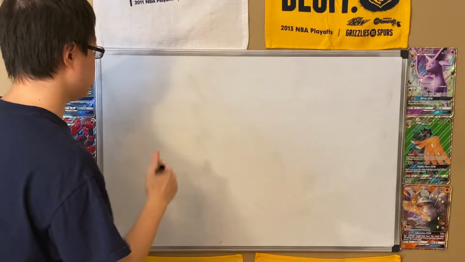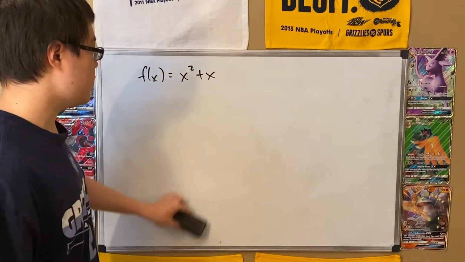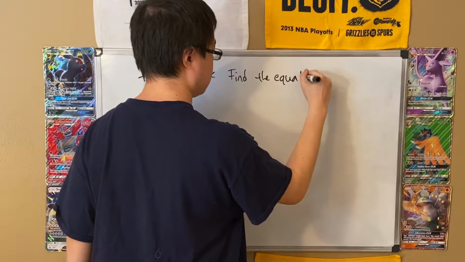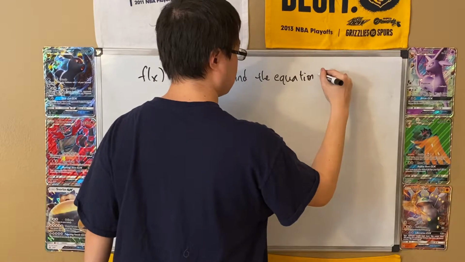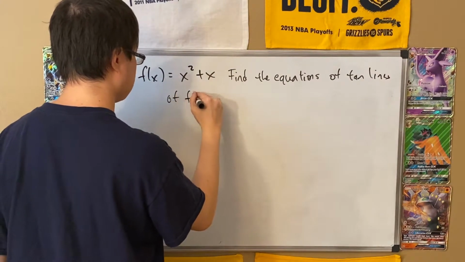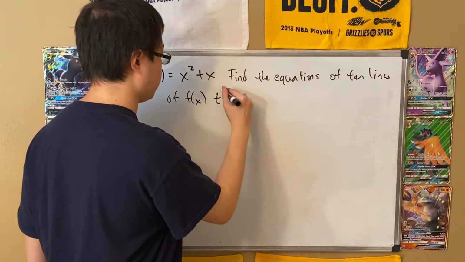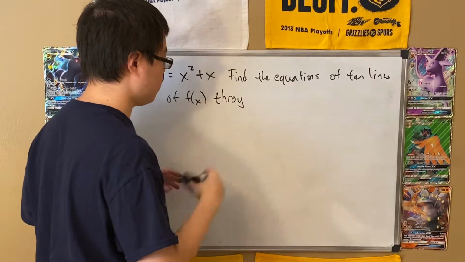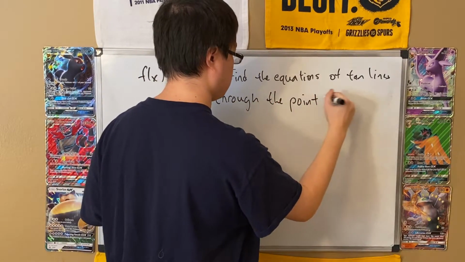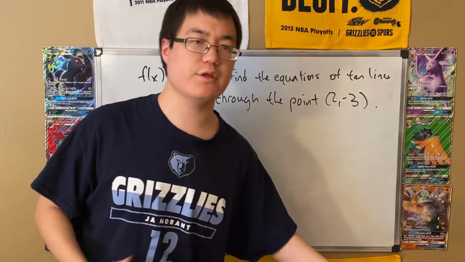So let's say we have a function, f of x is equal to x squared plus x. And what we're going to do is find the equations of the tangent lines of f of x. It's a little bit weird because we have multiple tangent lines. It's going to be through the point (2, -3).